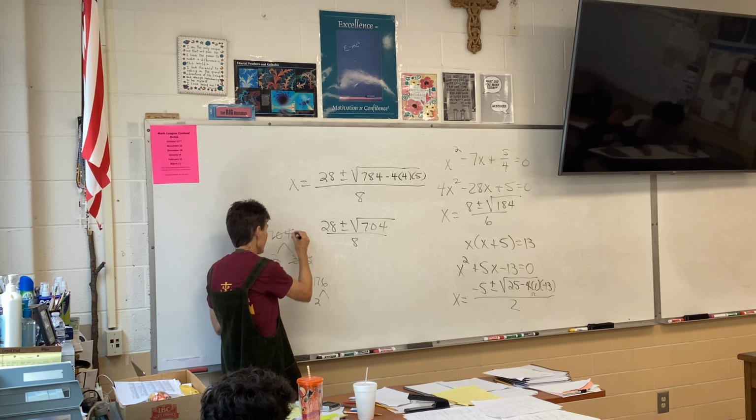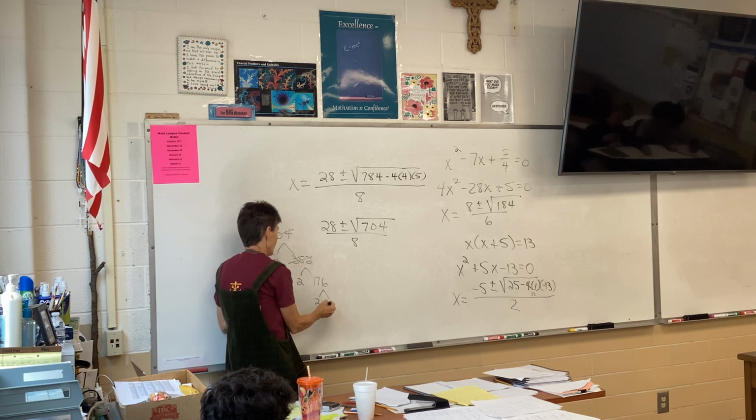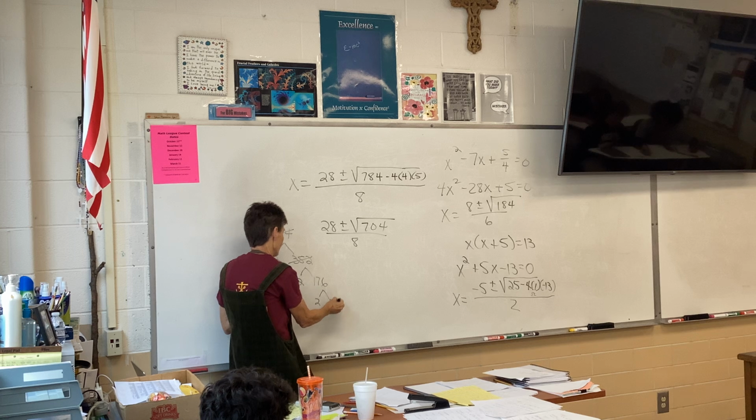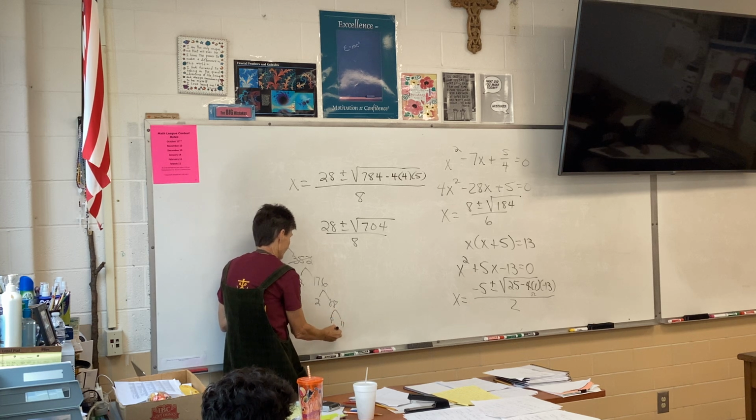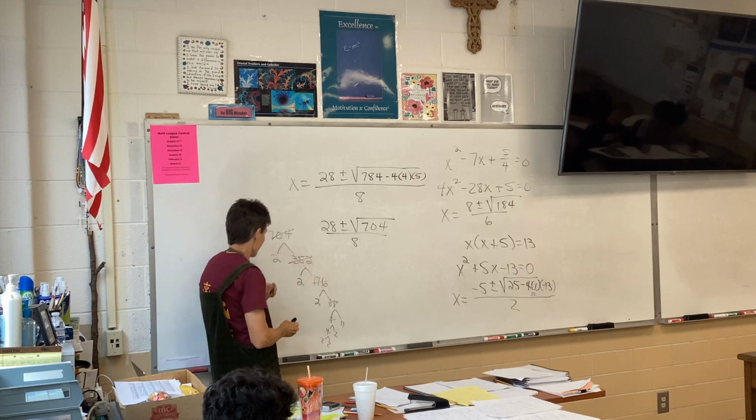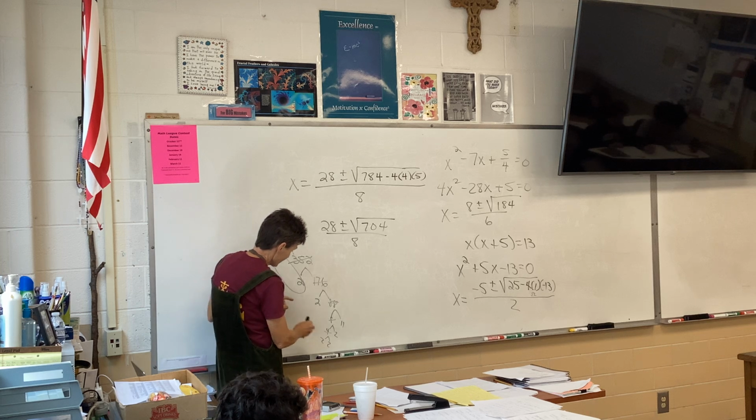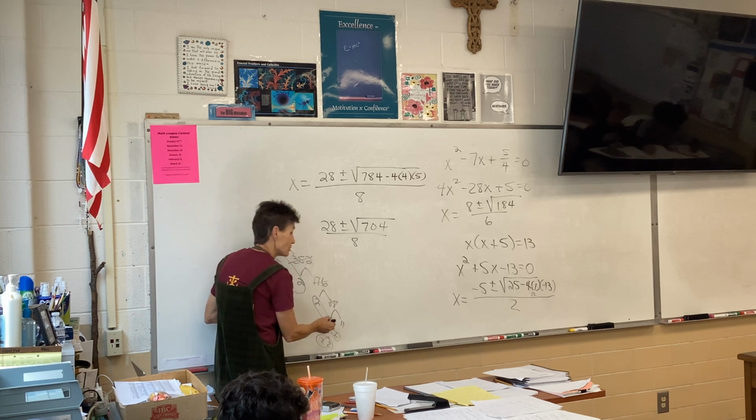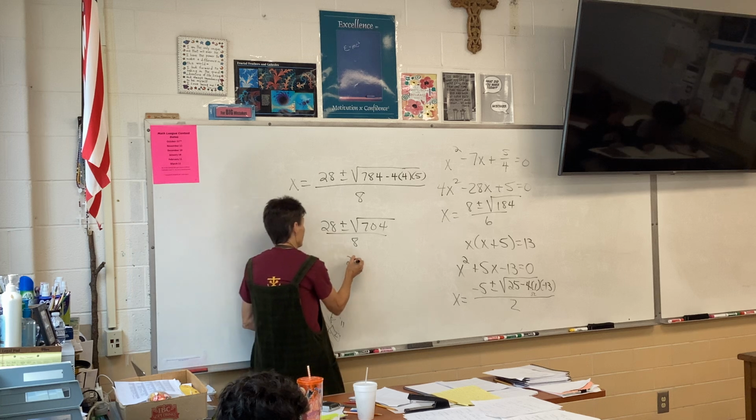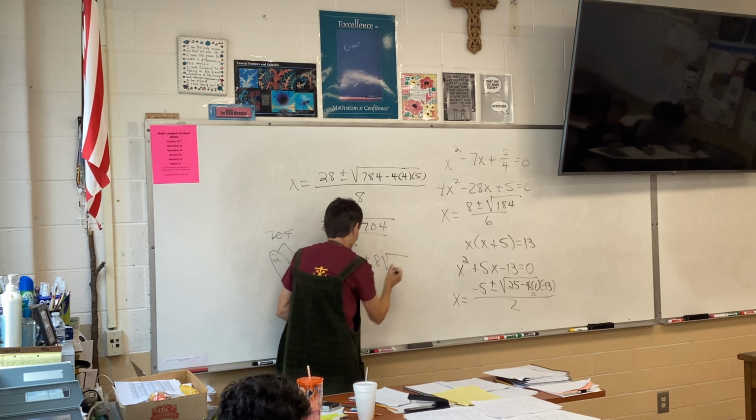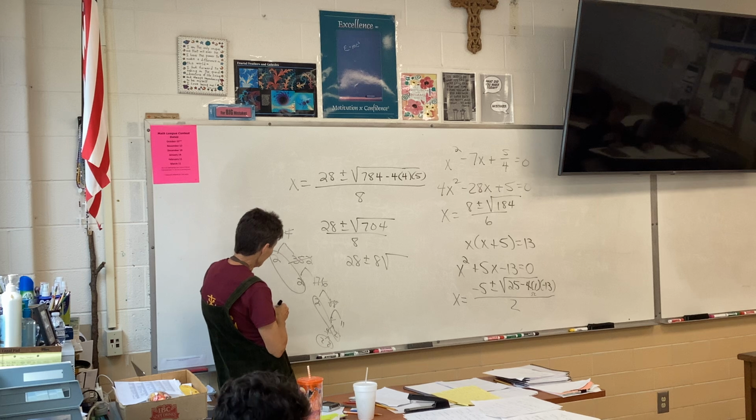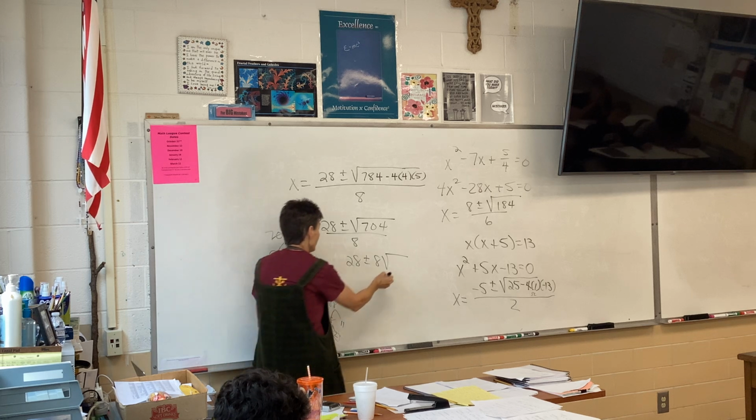A lot of twos in here. Goodness gracious. Alright, so how many twos do I have? I got 3 pairs of twos, which is gonna make an 8. And what's left over? 11. Just 11.